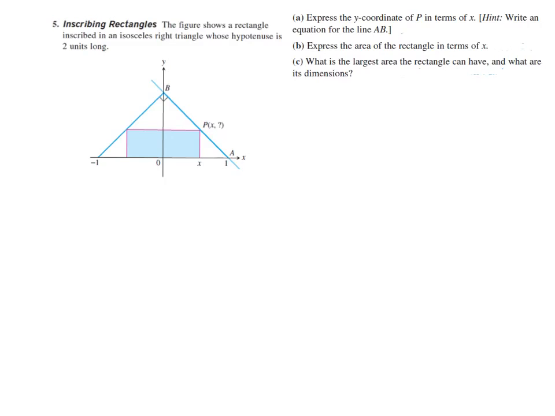In this problem, we are given the picture so we don't have to draw it, and what we're asked to do is try to find the largest area of a rectangle that is inscribed inside of a triangle. It's an isosceles right triangle whose hypotenuse is 2 units long.